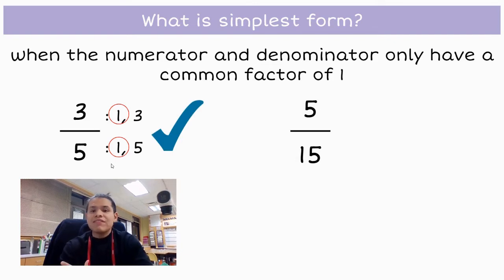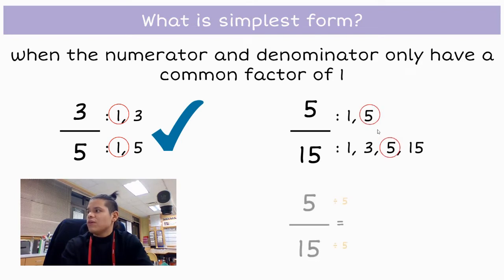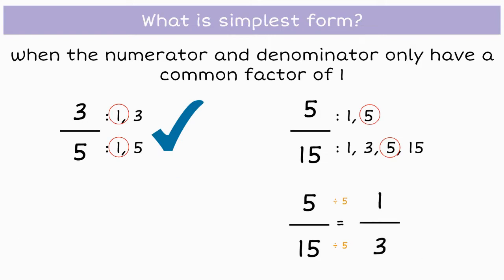5/15. Let's find out if that's in simplest form. The factors of 5 are 1 and 5, and the factors of 15 are 1 times 15 and 3 times 5. Well, 5 is a common factor, so that is not simplest form. We would need to divide further and simplify. Well, we can divide both of these by 5. 5 divided by 5 and 15 divided by 5 gives me a new fraction of 1/3.